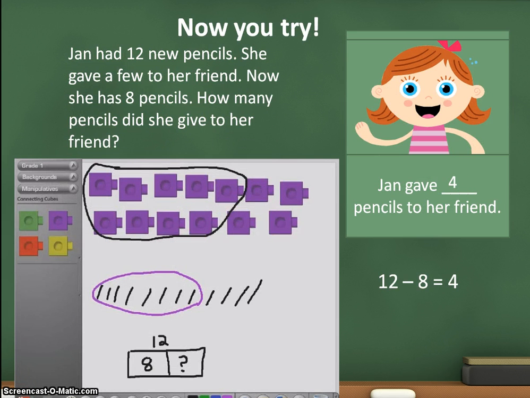Jan had 12 new pencils. She gave a few to her friend. Now she has 8 pencils. How many pencils did she give to her friend? Now is the time again where you're going to pause the video and talk your way through this problem and make sure it makes sense to you. When you're done talking through it, press play and we'll go through it together.